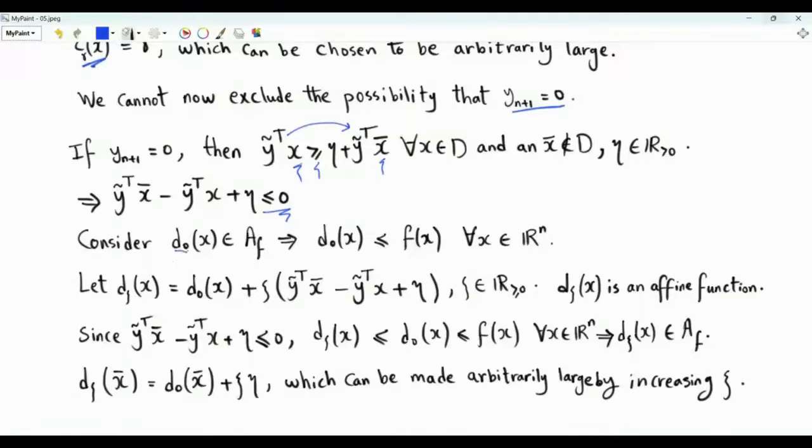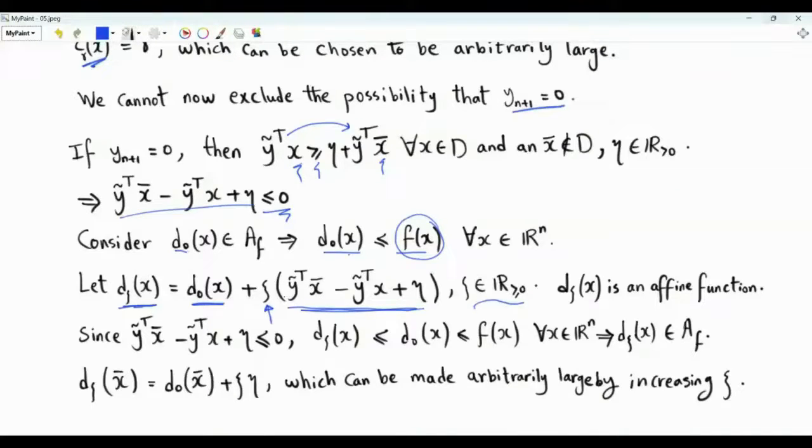Consider function d0 of x. It's an affine function that is taken from the set AF. This means that d0 of x is less than or equal to f of x for every x in R^n. d0 of x is a global underestimator of our function of interest f of x. Define d zeta of x as d0 of x, this affine function, plus we add zeta, which is a non-negative real number, and we multiply zeta by this bracket here.